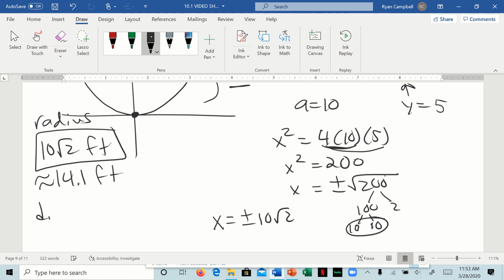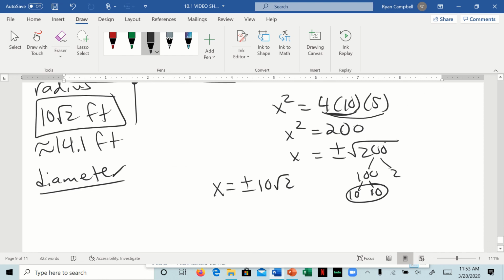What if I asked for instead the diameter? What would the diameter be? Obviously, it'd be 2 of them, right? 10 square root of 2 times 2. So 20 square root of 2, right? Which should be about 28.2 feet.